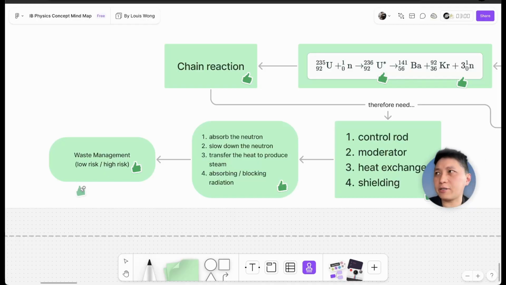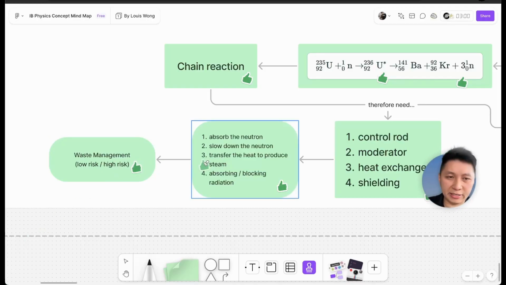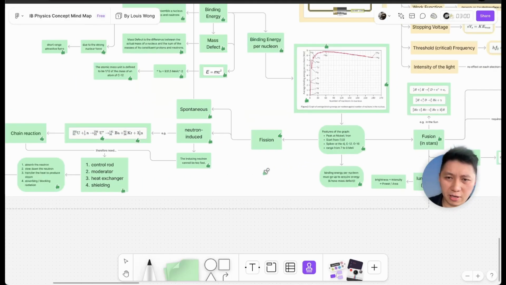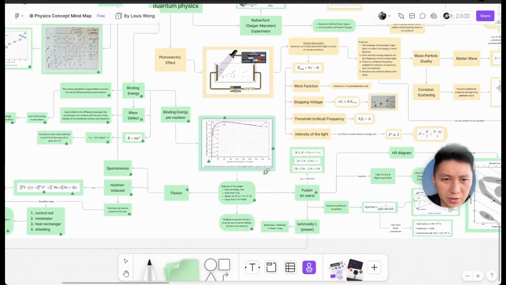For the low risk waste, for example, the workers' jackets and shoes, which are not highly radioactive, they will probably just lay it off with the soil, etc. I think it's just a really general idea about it. I don't think they would ask you in very deep detail.